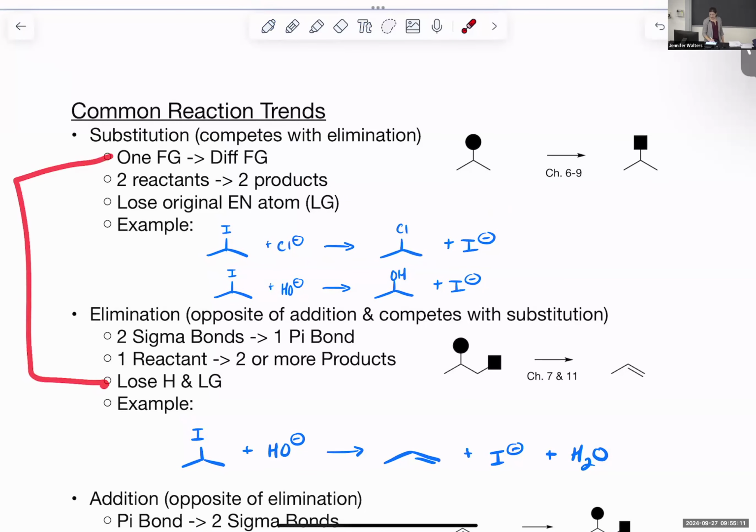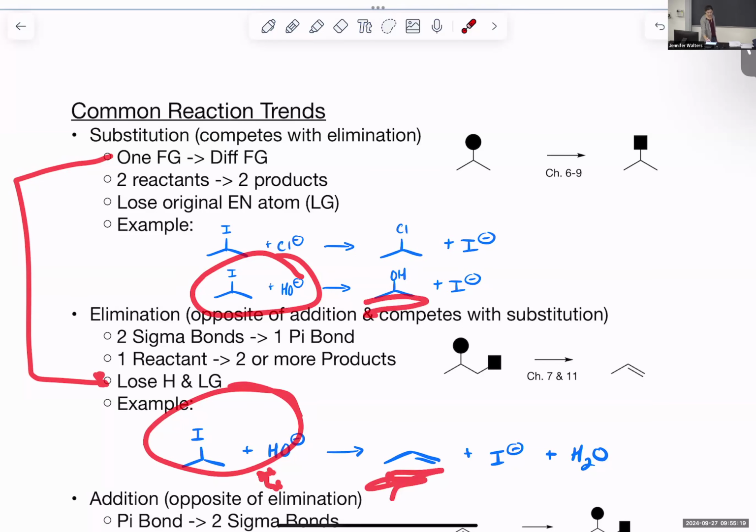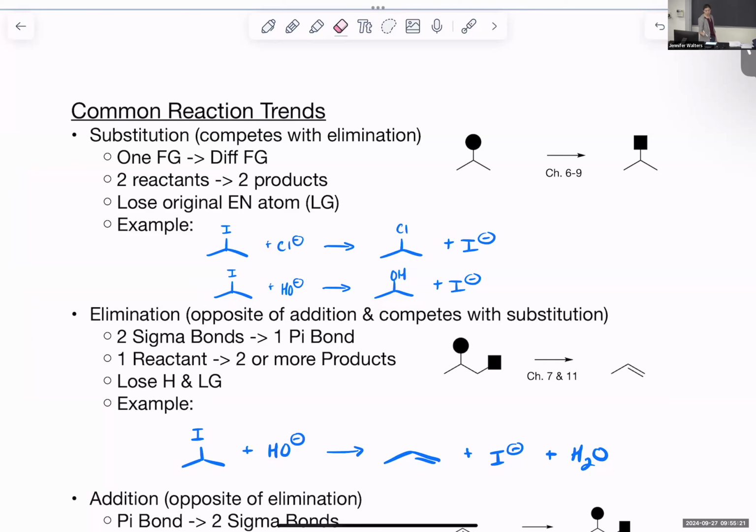So substitution and elimination compete with one another because they look like they have, well, they do in this case, have exactly the same starting materials, but they lead to different products. This is why most students really dislike organic chemistry, the unit that we're about to start, because it's hard. Because now we're looking at, all right, is the thing going to act as a nucleophile or is it going to act as a base? Is it going to attack my carbon or is it going to attack my hydrogen?